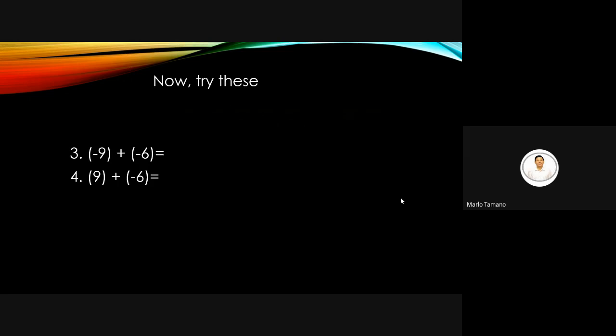Ayan. Now try this. Negative 9 plus negative 6. So what is the answer? Negative 15 po. Negative 15. Sino sumagot ng negative 15? Enriquez po. Enriquez, very good. Okay? So, tingnan muna natin ang sagot. Negative 15. That is correct. Next, number 4. 9 or positive 9 plus negative 6.